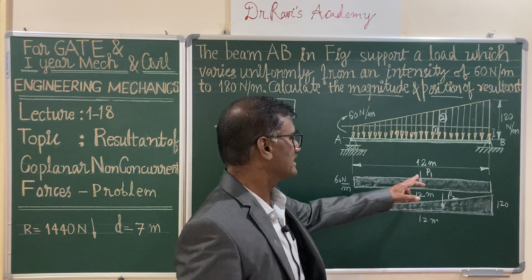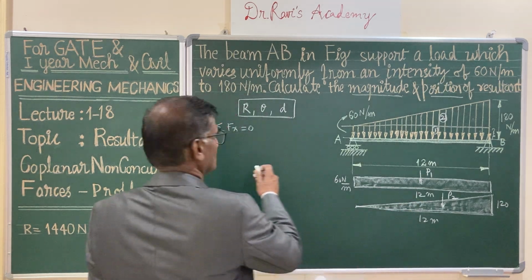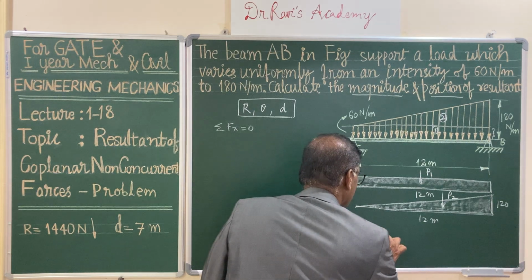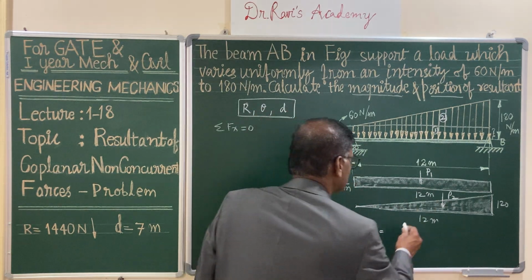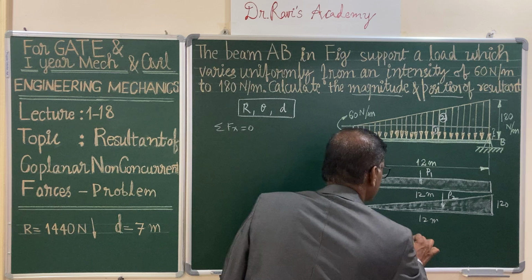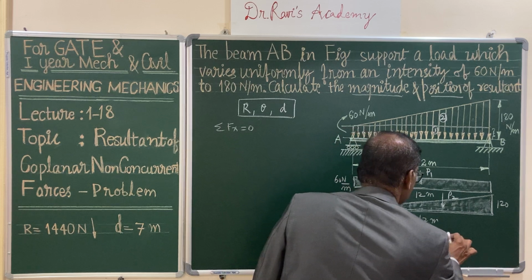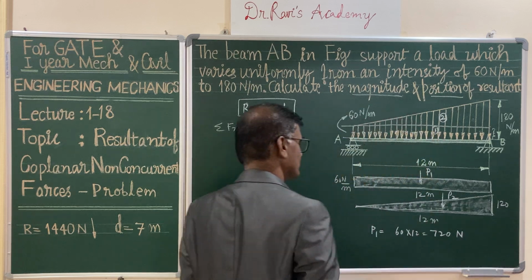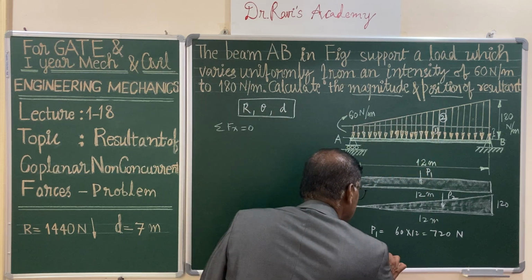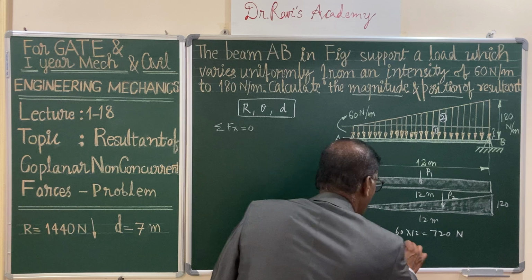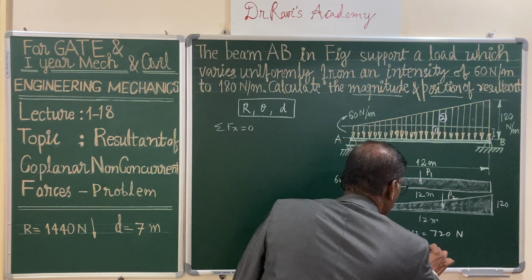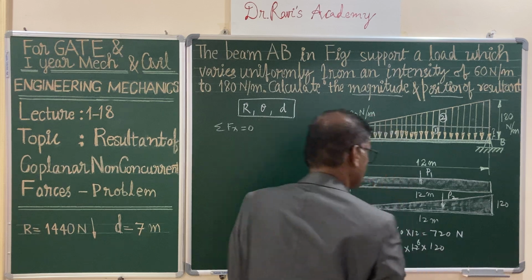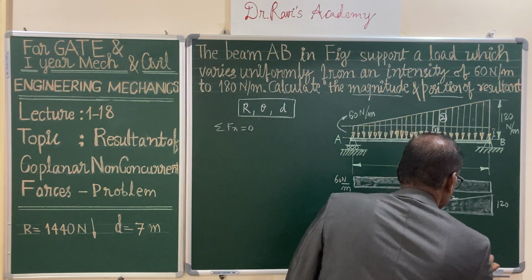So simply, the area of the diagram is the load. Let us calculate this P1 value. P1 is equal to the rectangular area, that is 60 into 12, which is 720 newtons. P2 is equal to the area of the triangle, half into base into height, that is half into 12 into 120. This is also 720 newtons.